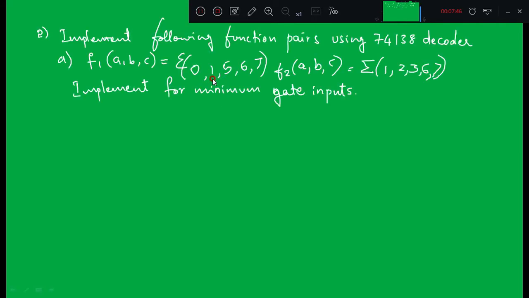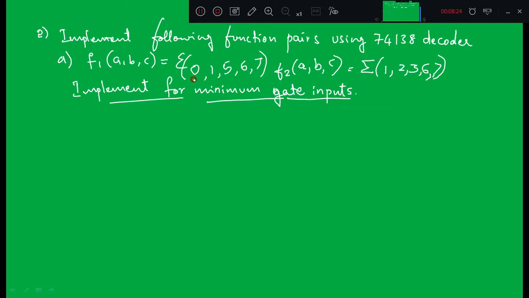So the next question is, implement the following function pairs using 74138 decoder. First function is f1 of ABC is the summation of 0 1 5 6 7 and f2 of ABC is the summation of 1 2 3 6 7, and one more condition he has given: implement for minimum gate inputs, right? So for this design we are going to use 74138 decoders, right? Because there are two functions, you have to use two 74138 decoders and one external gate, right? But the condition is that the gate should have a minimum number of inputs, right?